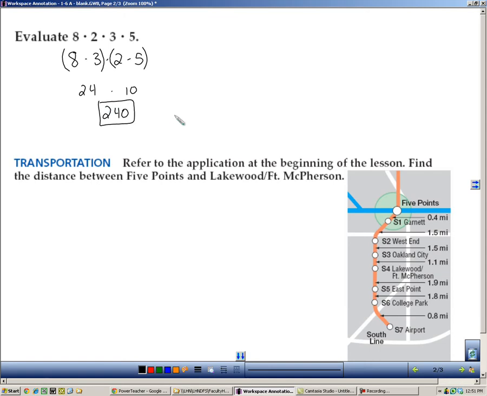One of the things that these properties allow you to do is switch numbers around and group them in such a way that you might be able to do them in your head easier, because it's a lot easier to multiply 2 times 5 than it is to do 3 times 5 and 8 times 2.